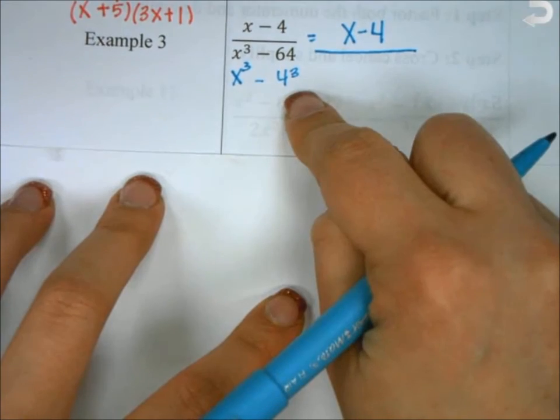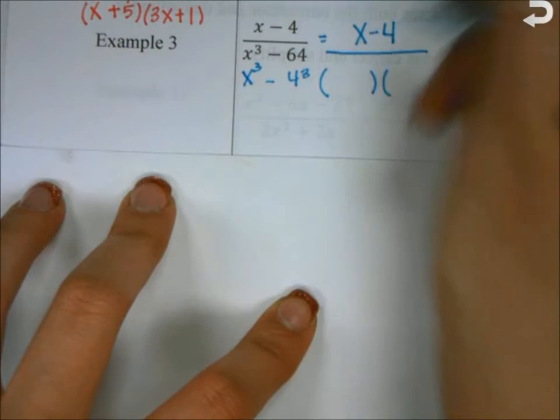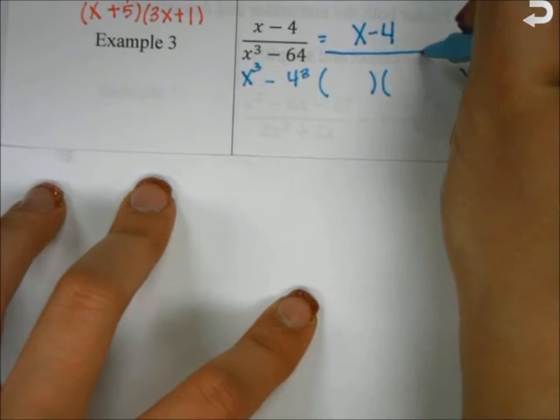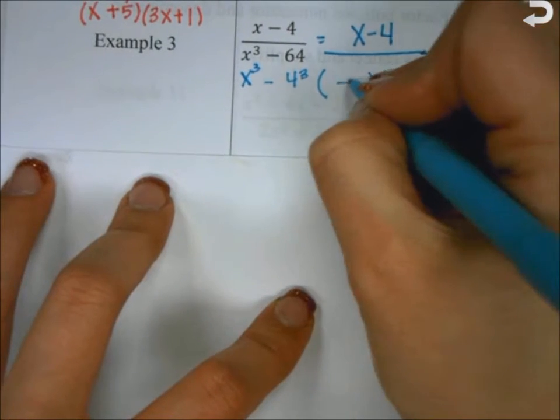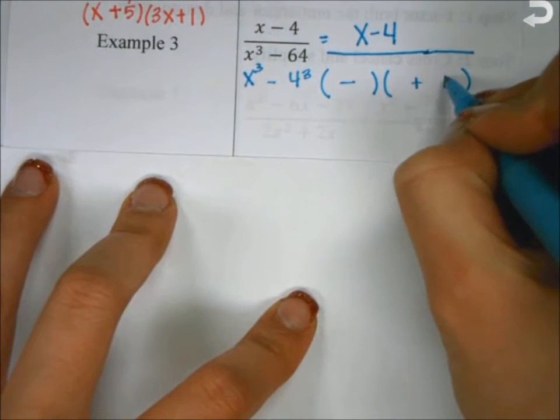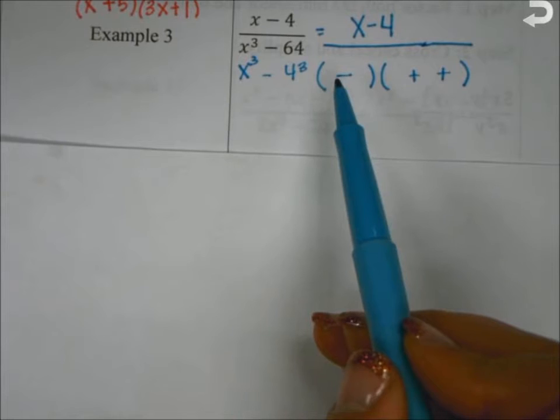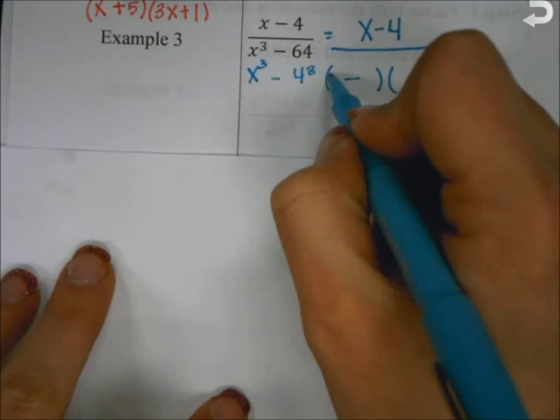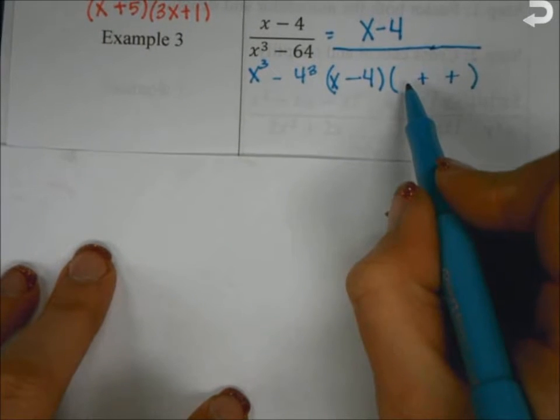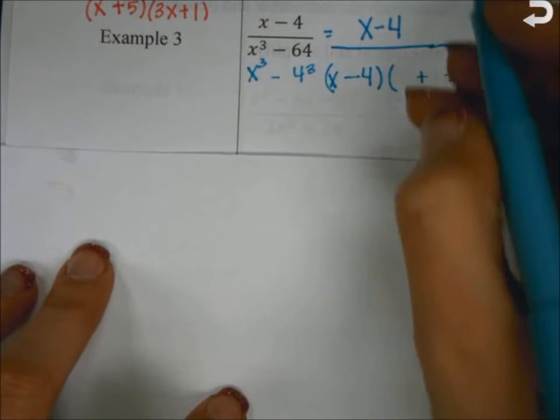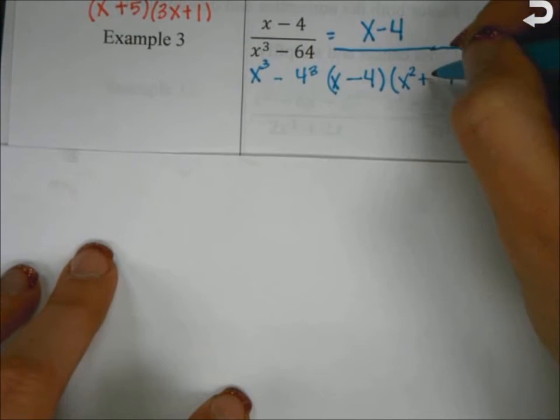So I have 2 parentheses. How do I find the signs? Same, opposite, always positive. Okay, what goes in the first set? X minus 4, good. The first blank? X squared. We multiply 4 times x to get 4x. And then 4 squared, which gives me 16.